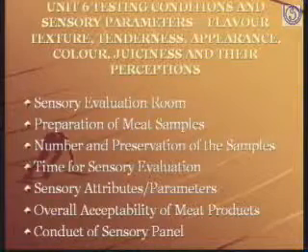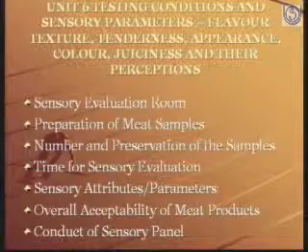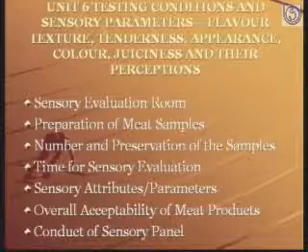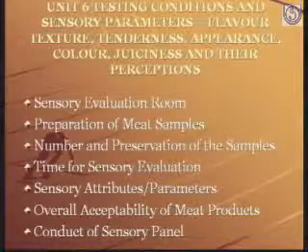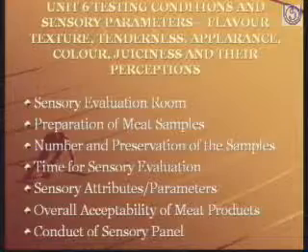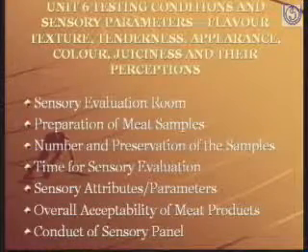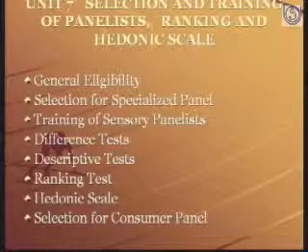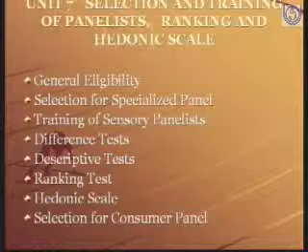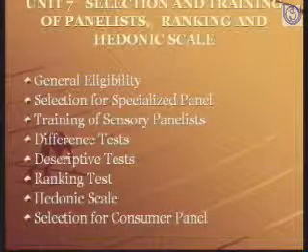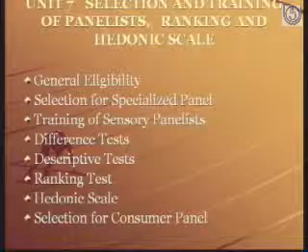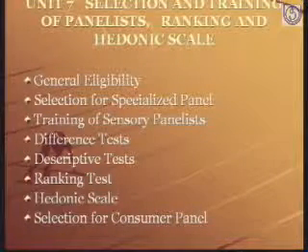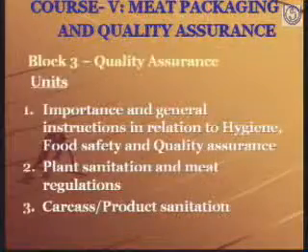Similarly, what are the sensory parameters? It gives you how to structure the evaluation room, then meat samples, number and preservation of samples, and what time is appropriate for the sensory evaluation. So this unit covers this. Then how you rank, and the different types of panelists. There are different types of tests, and we train them, like the hedonic scale, the ranking test, the descriptive test, and then the selection for the consumer panel.